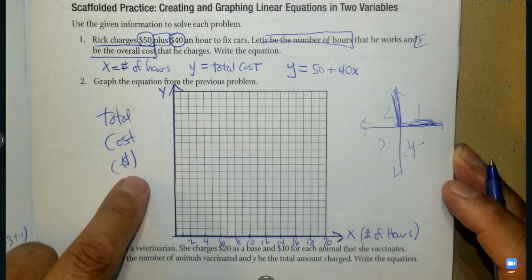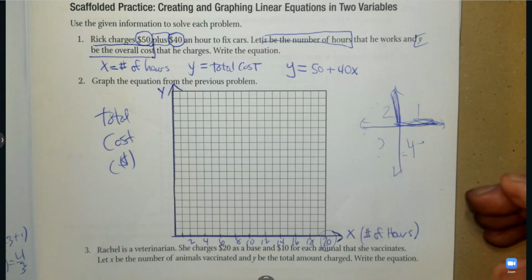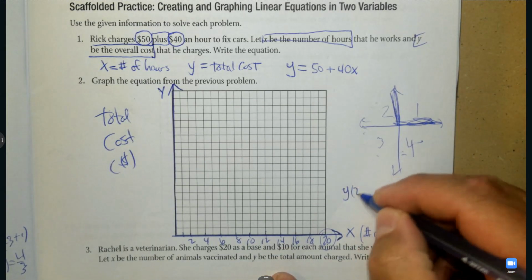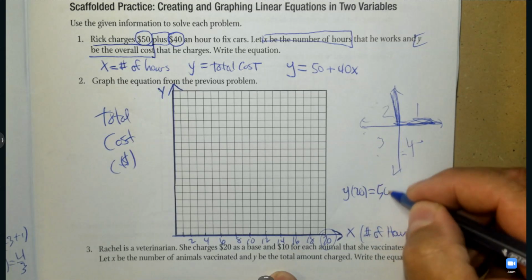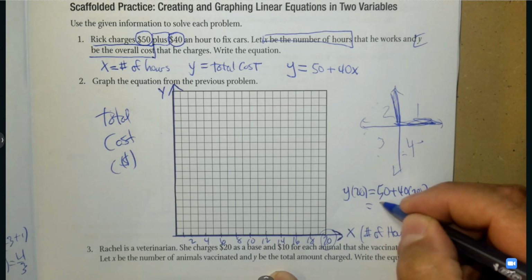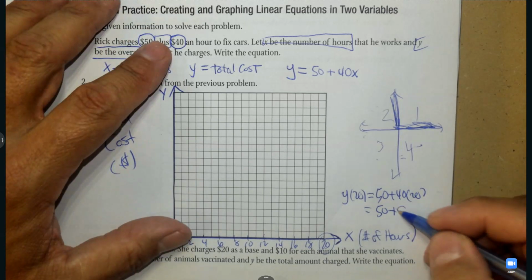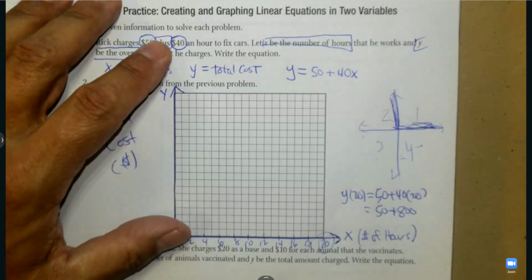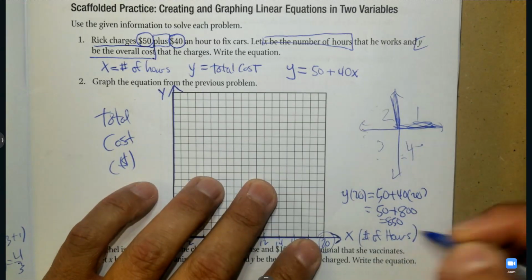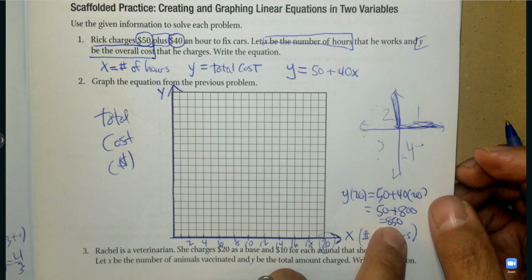Now the total cost, what's the scale going to be here? That takes thinking a little bit more. So let's say it's 20 hours. If I plug 20 into this equation, that means I'm going to go 50 plus 40 times 20. So how do I go 40 times 20? Well, 4 times 2 is 8, and we need 2 more zeros there. So 40 times 20 is 800. Add 50, that's 850. So my scale has to reach up to $850.